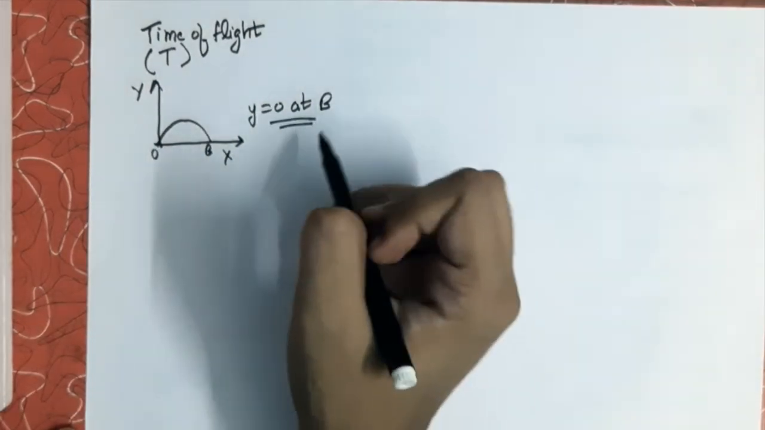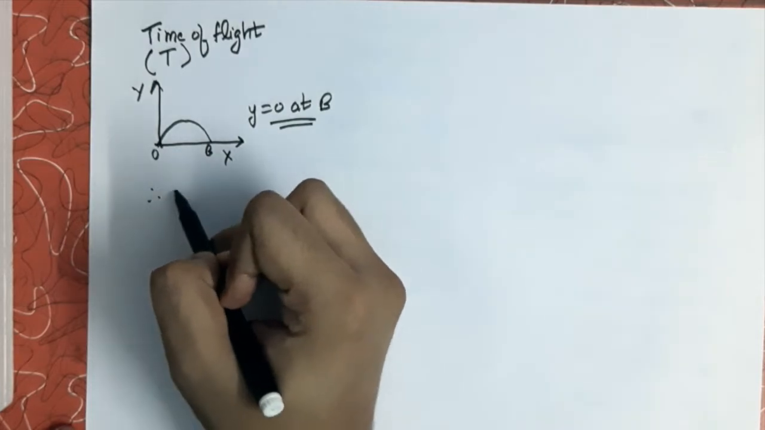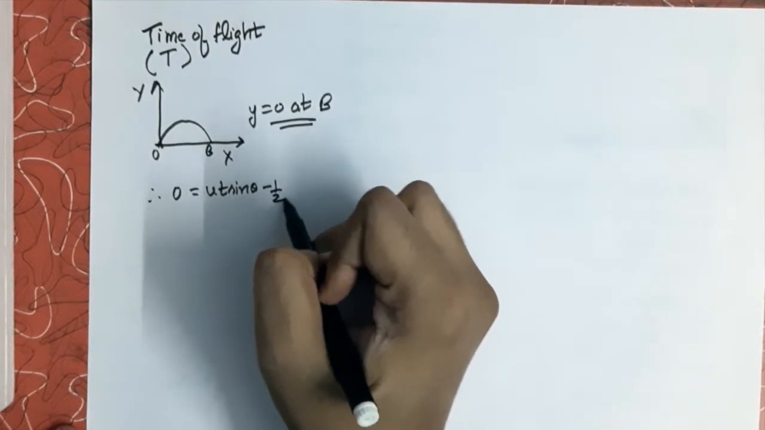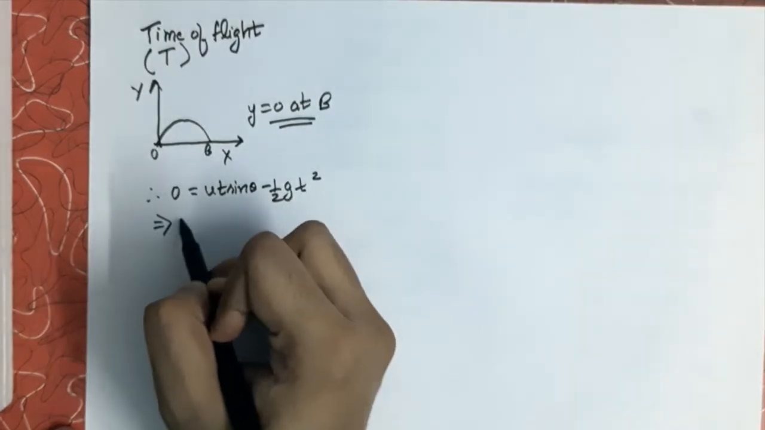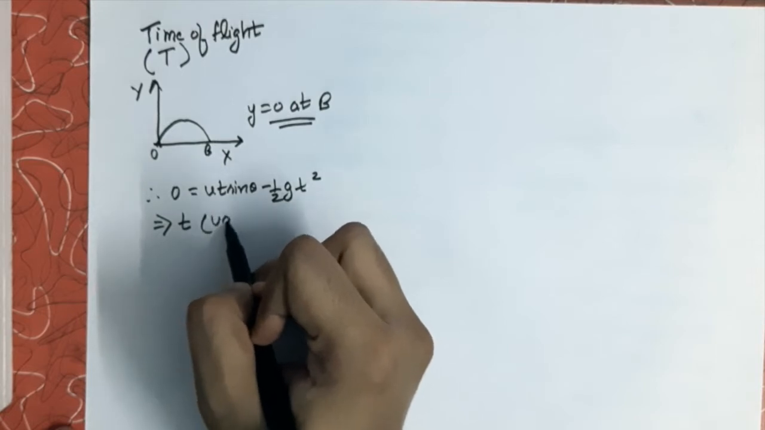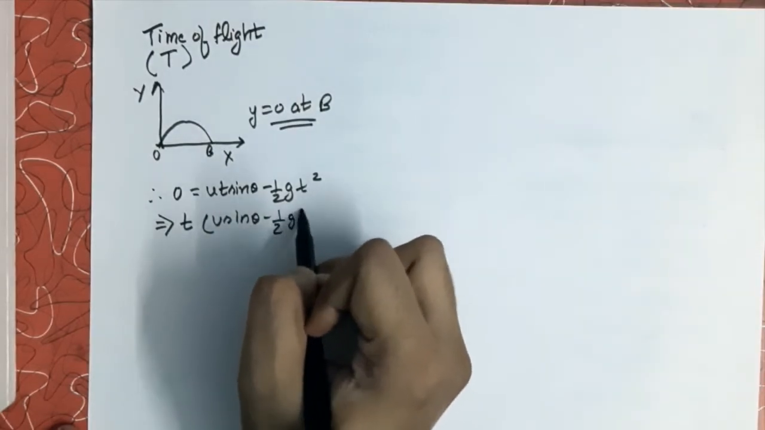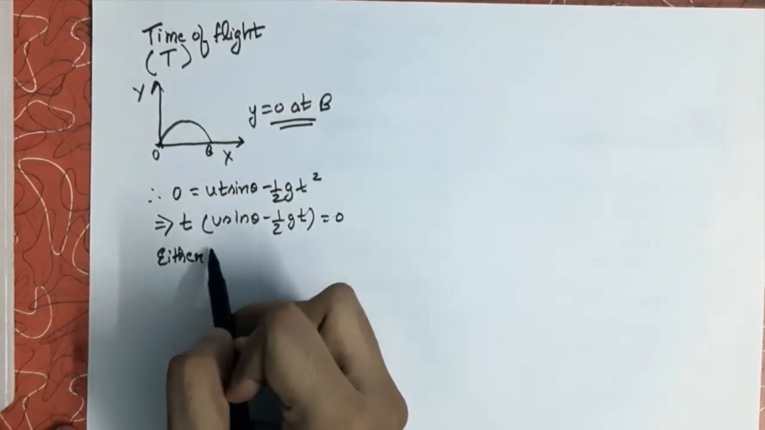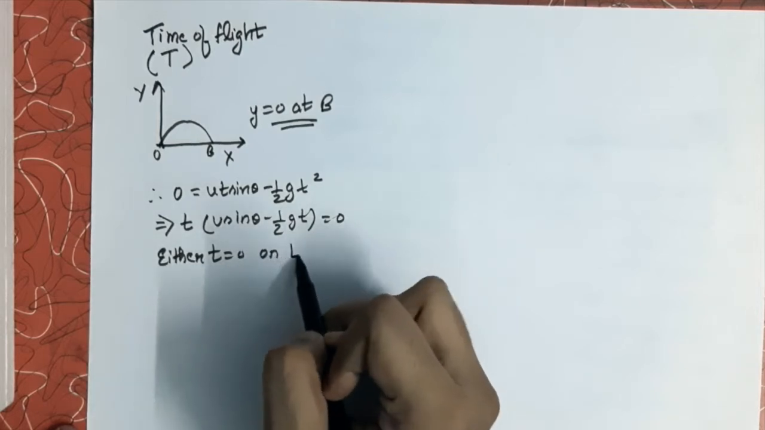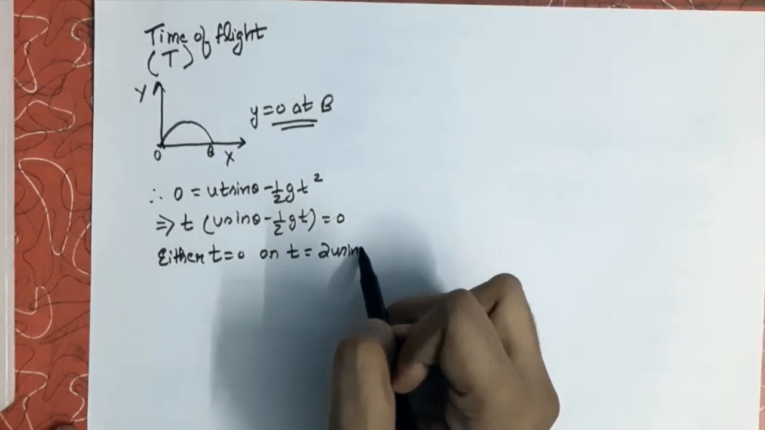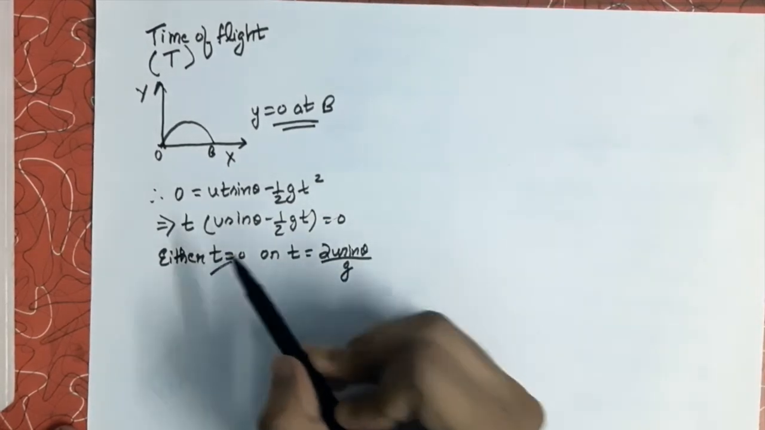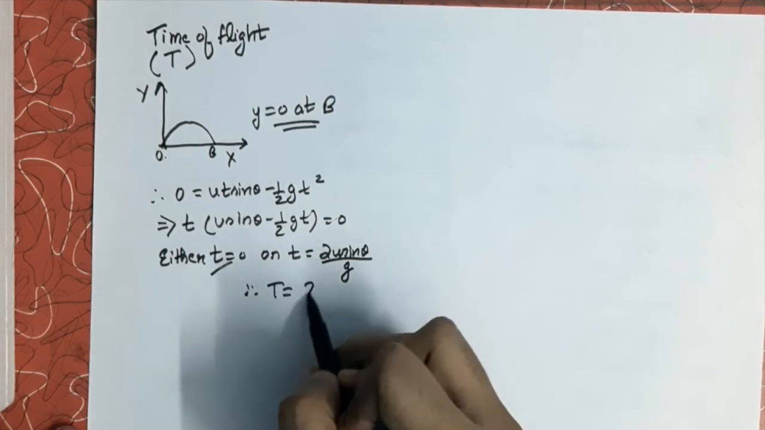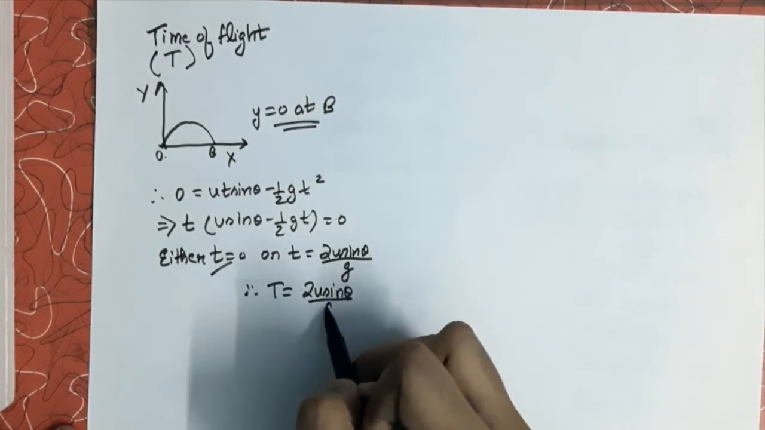Therefore, putting this in the above equations, we can write 0 is equal to u t sine theta minus half g t square. Taking t common, we can write t times (u sine theta minus half g t) is equal to 0. So either t is equal to 0 or t is equal to 2u sine theta by g. Now t is equal to 0 corresponds to point O. Therefore, our time of flight has to be 2u sine theta by g.